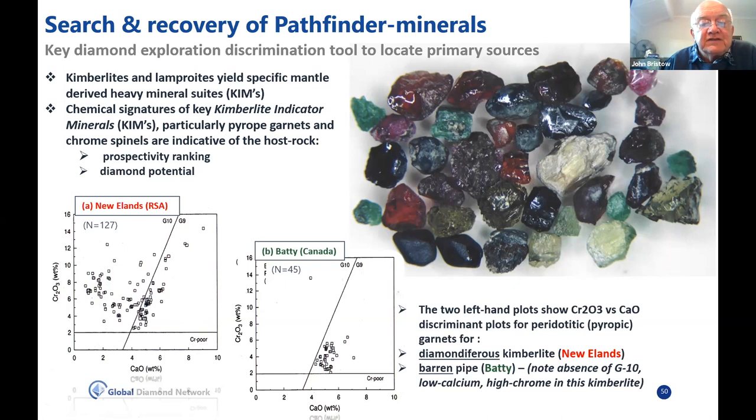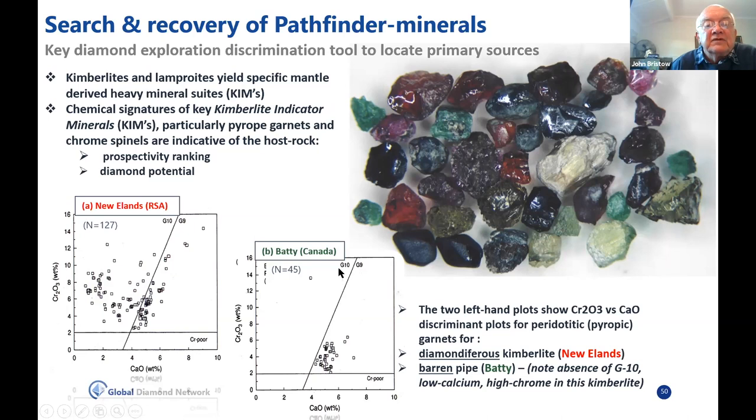It's a pipe in Canada on the middle part of this slide. And if you look at that plot, it's very distinct and different from the left-hand plot at New Elands. So Batty, for example, only has one garnet that plots in what we call the low calcium, high chrome field. And those are the sort of tools that we are able to use in diamond prospecting.